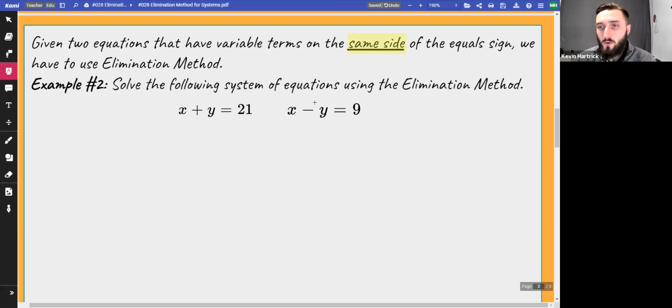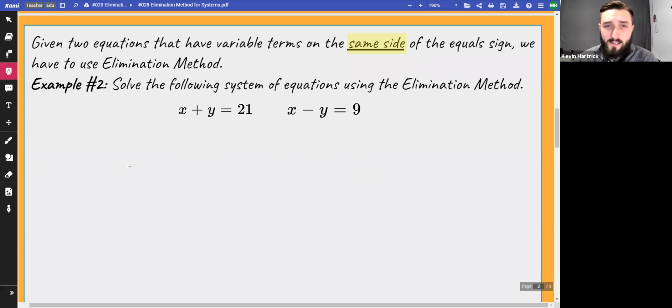And then we have another equation here, x minus y equals 9. So if you notice, I have both the x term and the y term on the left side of the equation in the first equation and on the left side of the equation in the second equation. There's no substitution method I can do here. I don't have a y equals or an x equals, okay? So we are going to use, like I said, what's called the elimination method.